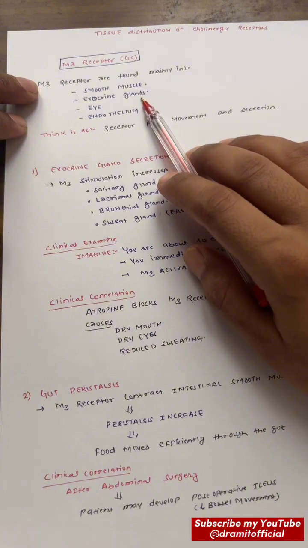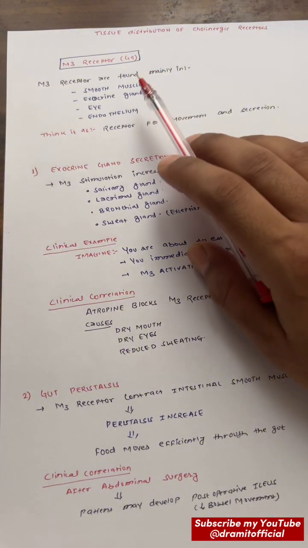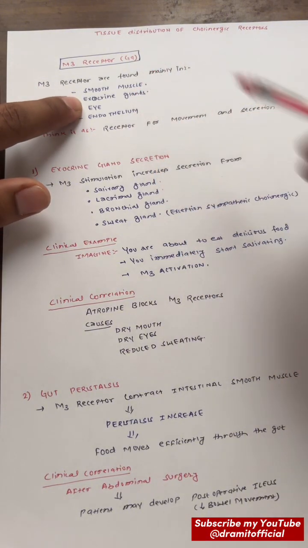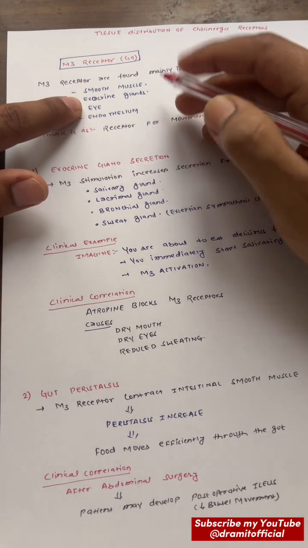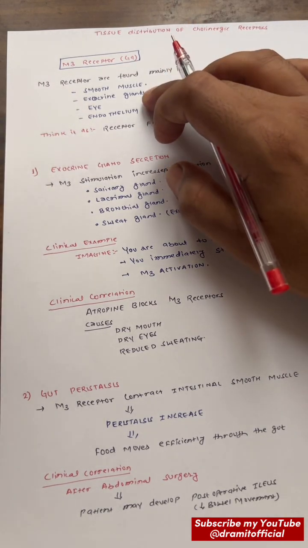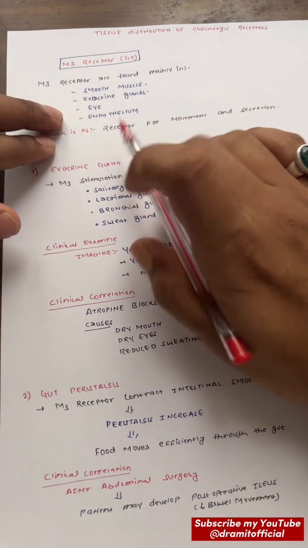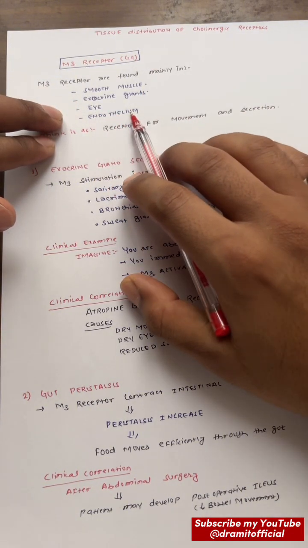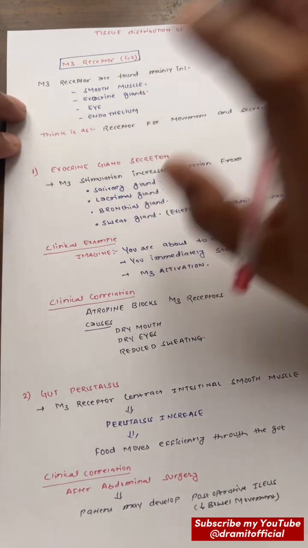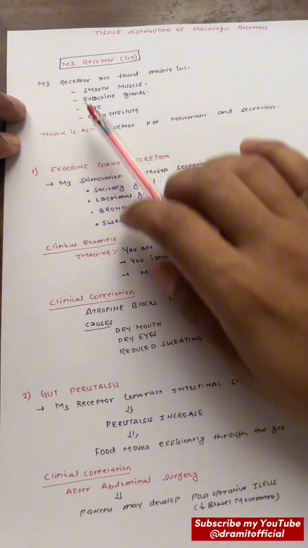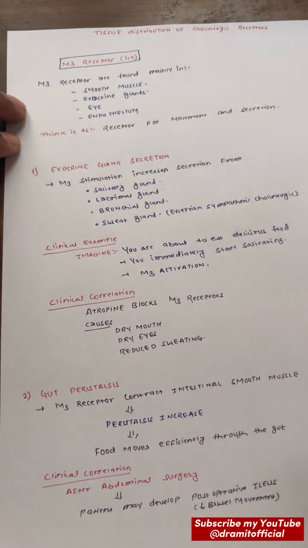Then exocrine glands. We know that in our body there are endocrine and exocrine glands. Exocrine glands are those glands of our body which produce a substance and release it to the exterior of our body. Then the M3 receptor is also present in the eye, and in the endothelium of the blood vessels. So just think that M3 receptors are receptors for movement and secretion.